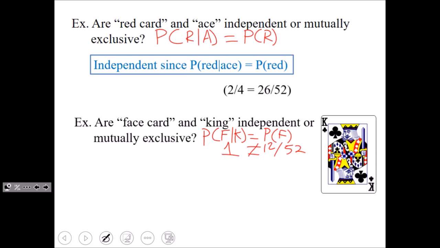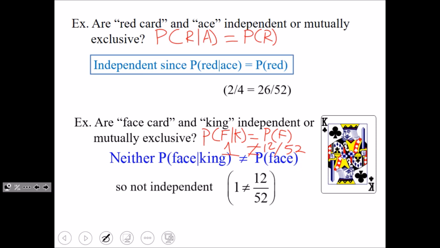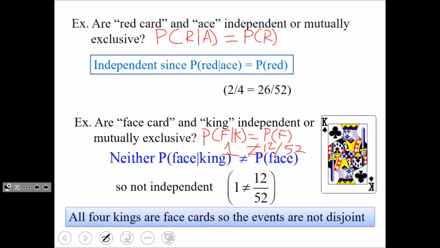They're not equal. Since they're not equal, they're not independent. But are they disjoint? If I get a face card, is it even possible to have gotten a king? Well, yeah. The fact that it's a chance of 1, face card given king, means they're not disjoint. So it's neither. All 4 kings are face cards, so they're not disjoint, but they're also not independent.